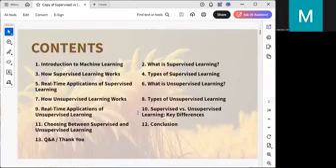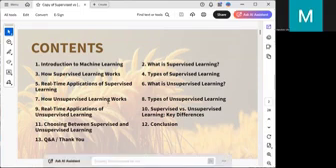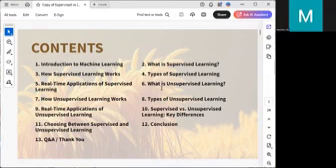So first we are going to see the content. First is the introduction to machine learning, how supervised learning works. Next, you are going to study what supervised learning is and its types. Next is the real time application of supervised learning, and what unsupervised learning is, how it works, and what its different types are. Under real time applications, then we move to a comparison of supervised and unsupervised learning. Then we are going to conclude the content we have studied so far.